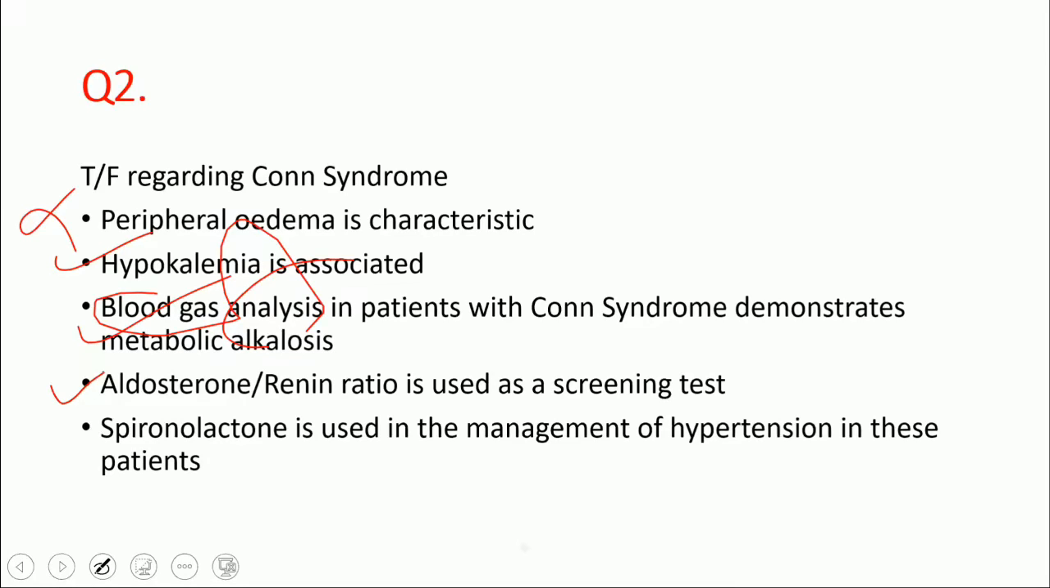You give a saline load and see whether we can suppress the aldosterone. So you challenge it. That's called a saline infusion test that is used for confirmation.